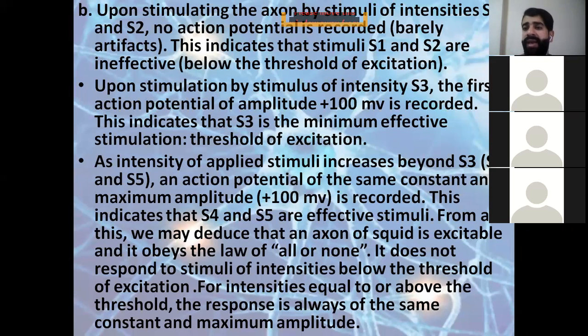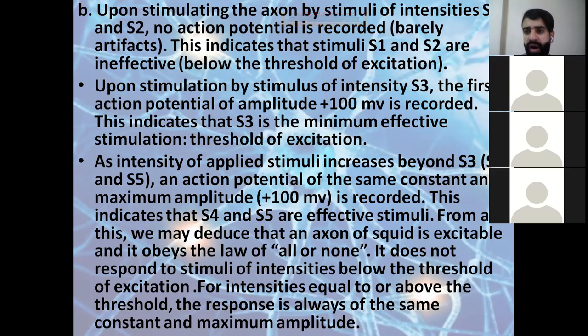However, when applying the stimulation of intensity S3, the first action potential was recorded, of amplitude about 100 millivolt. So what does this indicate? This indicates that S3 is the minimum effective stimulation. What do we call it? We call it the threshold of excitation. However, as the intensity of the applied stimuli increases beyond S3, so S4 and S5, as Muhammad said, the action potential remains constant at the same amplitude, 100 millivolt. This indicates that S4 and S5 are effective stimuli.